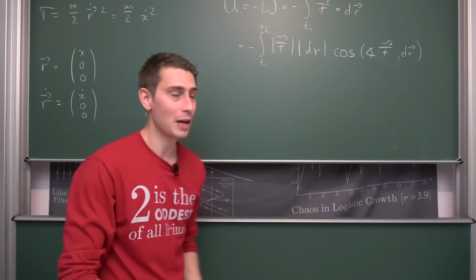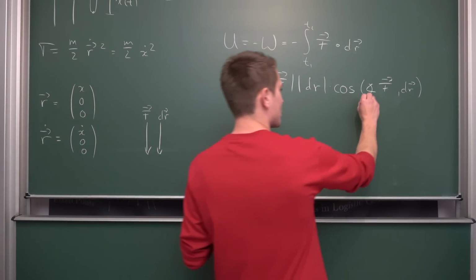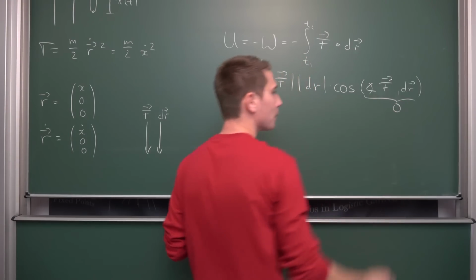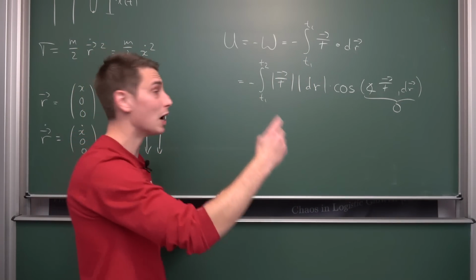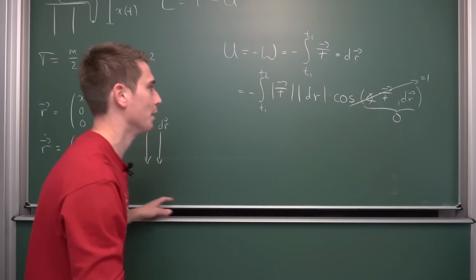Now what's the angle between two parallel lines? I've made a video on flammable maths too about that, kind of. It's going to be 0 degrees. So we are going to have the cosine of 0, and the cosine of 0 is just going to be 1 by definition.